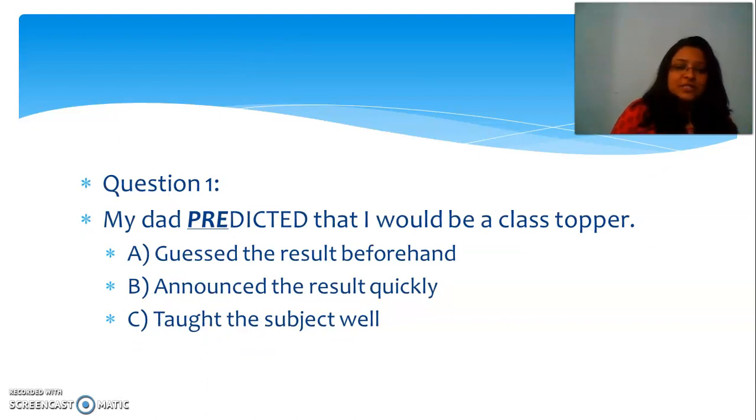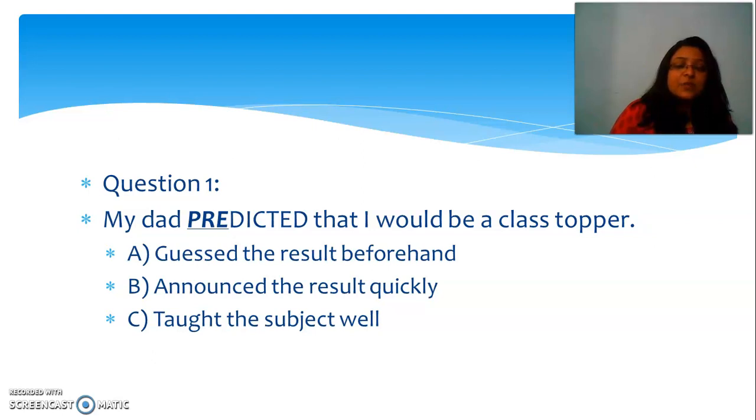Okay, my dad predicted that I would be a class topper. You have three options there on the screen. Are we saying that my dad guessed the result beforehand? Or are we saying he announced the result quickly? Or are we saying he taught the subject well?